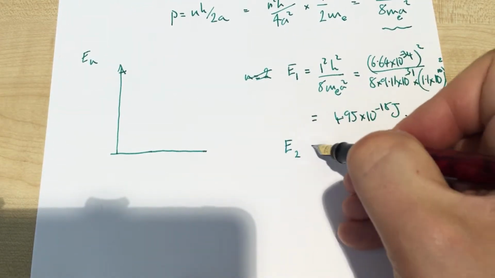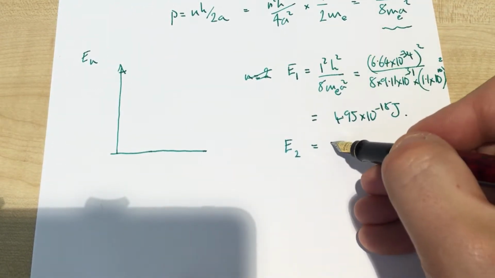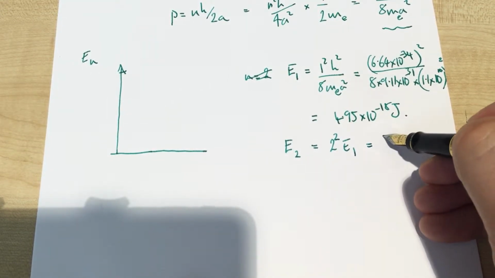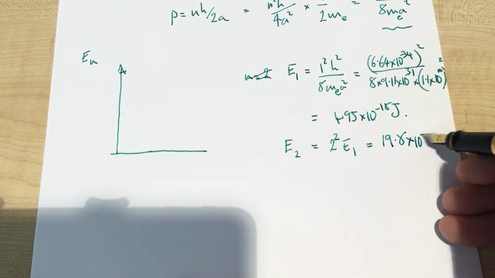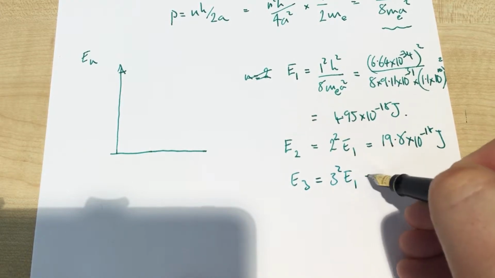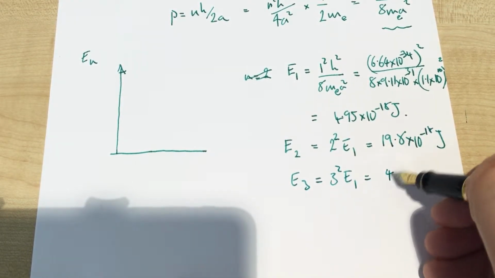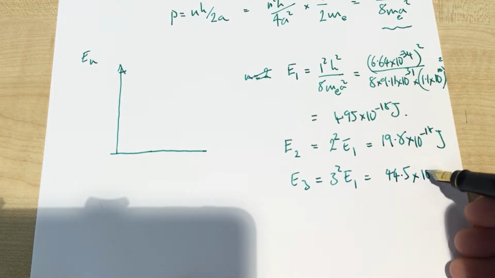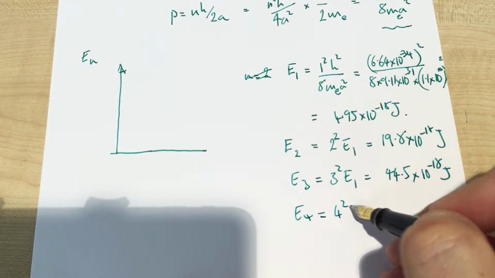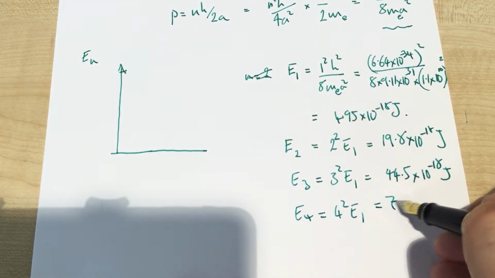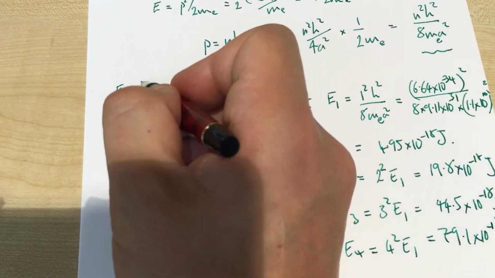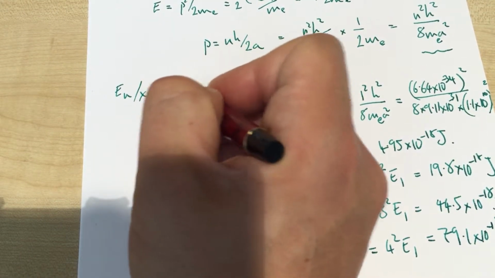Okay, the energy of number 2 is going to be 2 squared times the energy of 1, which gives me 19.8 times 10 to the minus 18 joules. Energy 3 is going to be 3 squared times energy 1, so 9 lots of it, 45.5 times 10 to the minus 18 joules. And of course, energy 4 is going to be 4 squared lots of energy 1, which is 79.1 times 10 to the minus 18 joules. So they're all 10 to the minus 18. Let's put times 10 to the minus 18 joules in there.